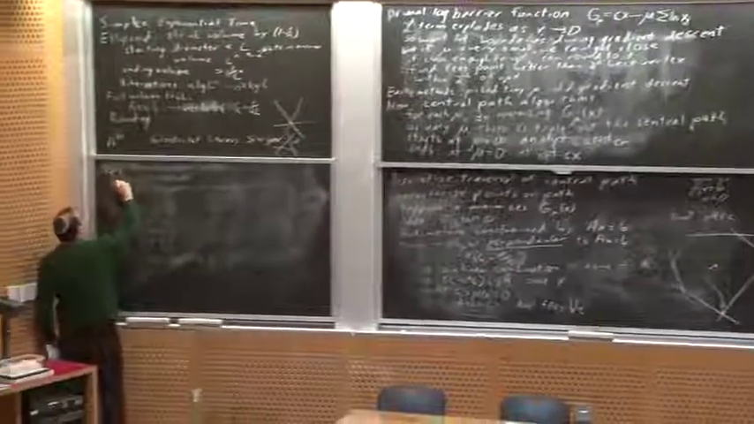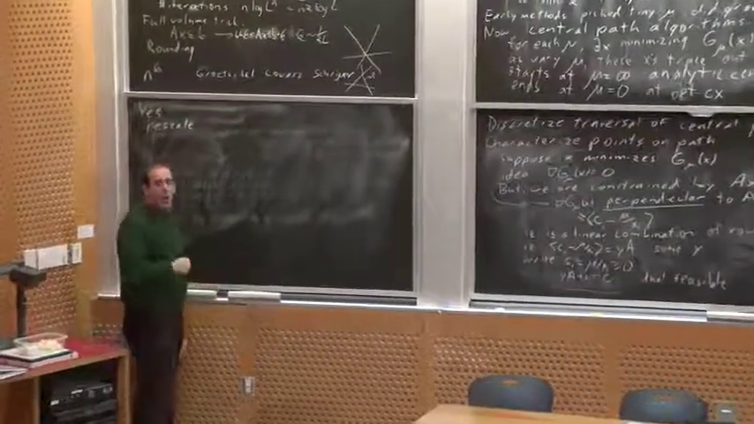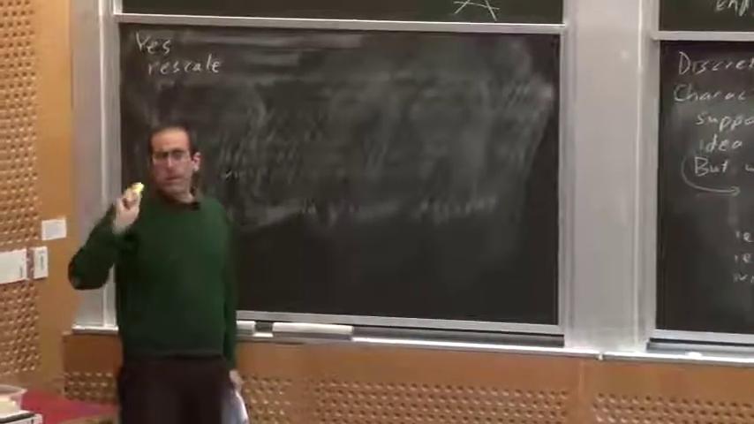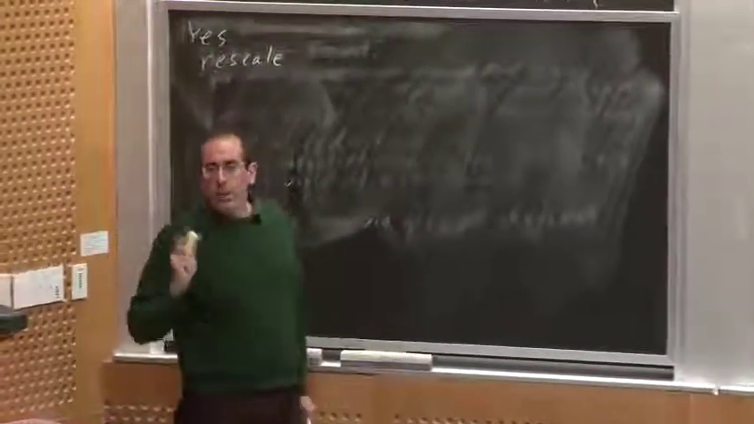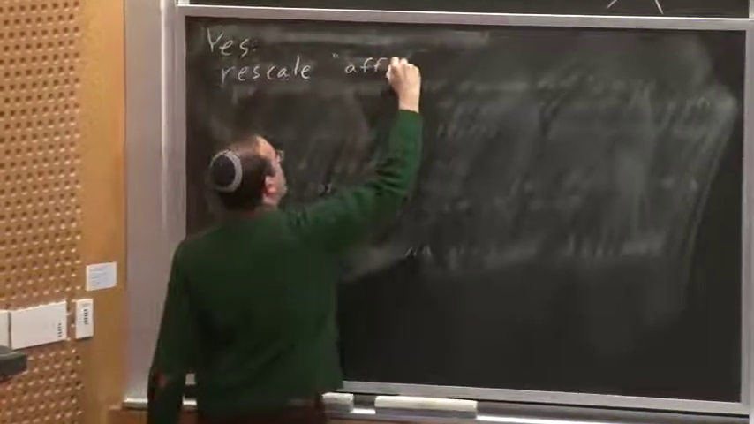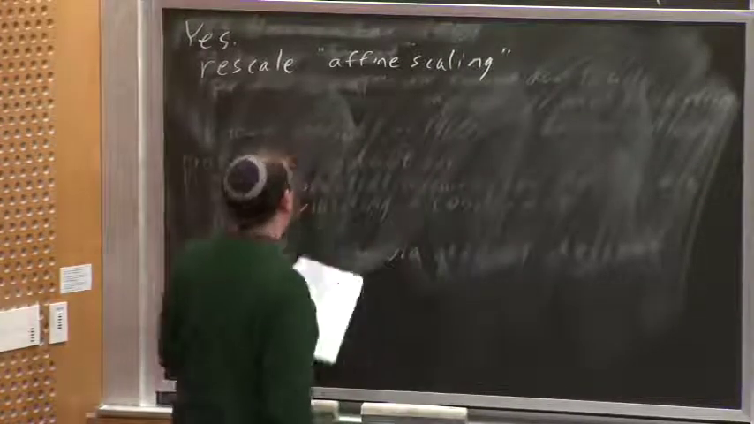So I'm going to rescale my problem. And this is a technique that shows up in all of the linear programming algorithms. I don't have a deep enough understanding to really understand what's going on. I just know that it works. But there is something deep here. This is a technique called affine scaling, which you see in almost all of the interior point algorithms.